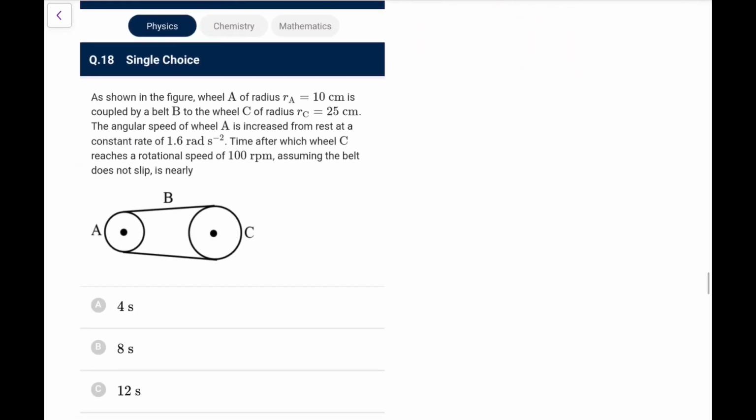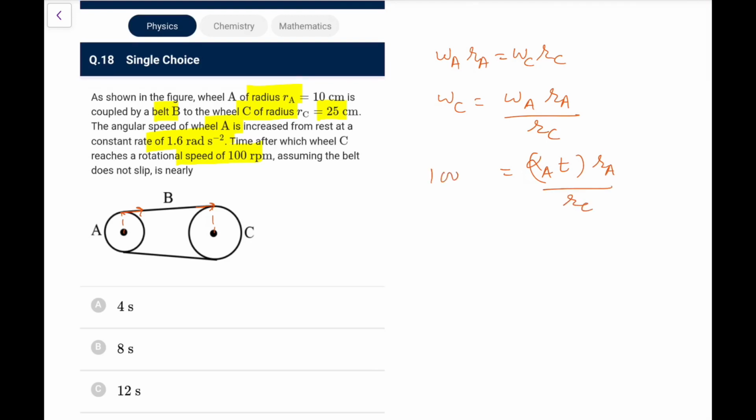As shown in the figure, wheel A of radius 10 cm is coupled by a belt B to wheel C of 25 cm. The angular speed of A is increased at a constant rate. Find the time after which wheel C reaches a rotational speed of 100 rpm. First of all, because this belt length is fixed, these two points' velocities must match. That means omega A RA must equal omega C RC for the no slipping condition. So I can write omega C would be equal to omega A into RA by RC. And omega A is alpha A into T, because it is starting from rest, and you want omega C to be 100 rpm.